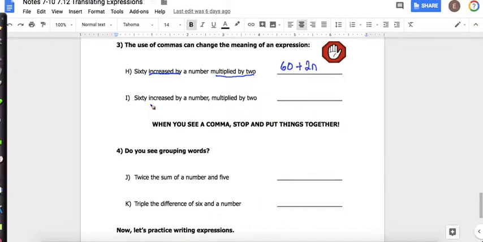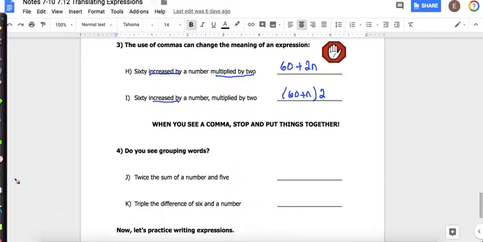Now watch what the comma does. 60 increased by a number. So that means I have to group this together. I'm going to group it together using parentheses. And it says multiply by 2, so I have to multiply that whole thing by 2. The only way I can show that the whole thing is being multiplied by 2 is to put parentheses around it. So when you see a comma, stop and put things together.